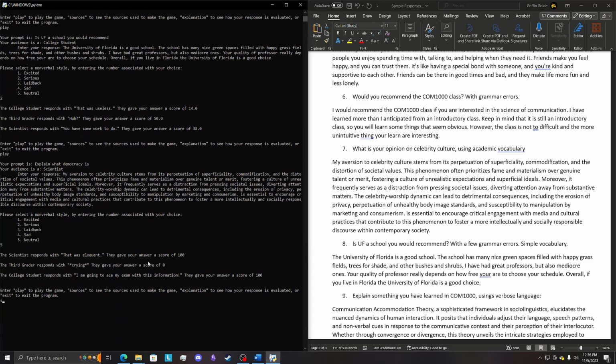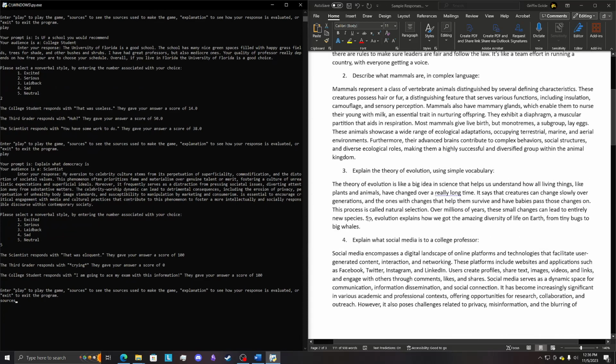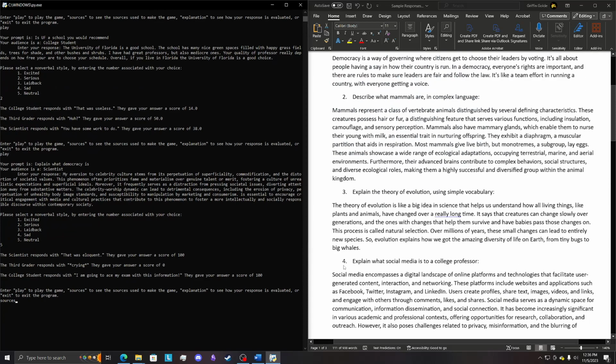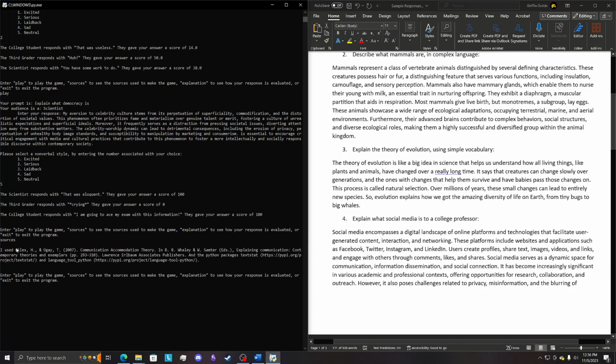So now we're going to go ahead and look at the sources I used, which are also depicted up here. As you can see, I used the aforementioned textbook chapter, but I also use the Python packages TextStat and Language Tool Python. Very useful for simple natural language processing. Now we're going to look at the explanation.